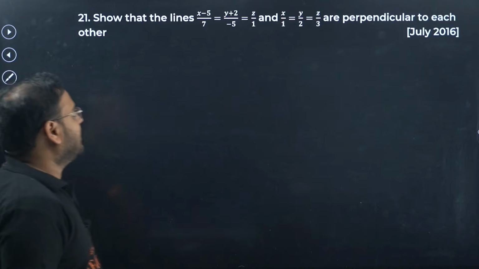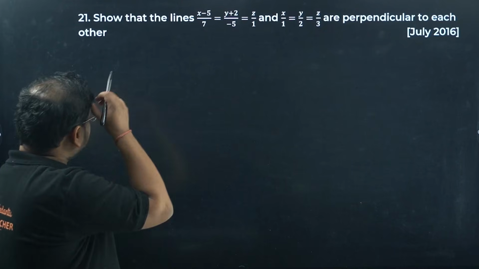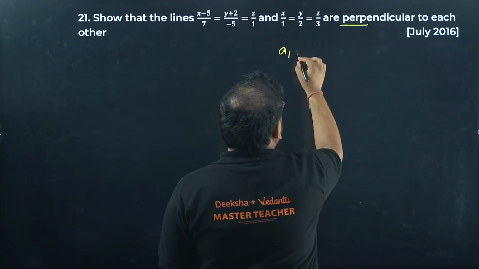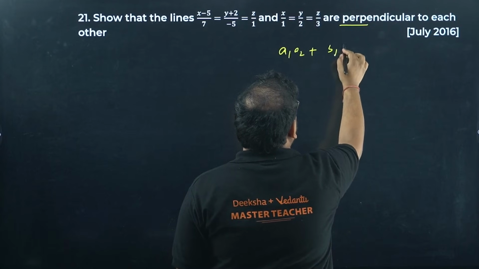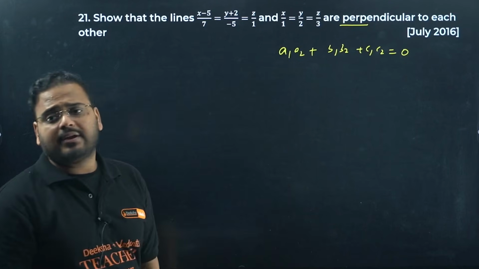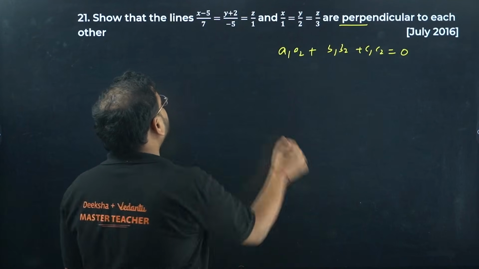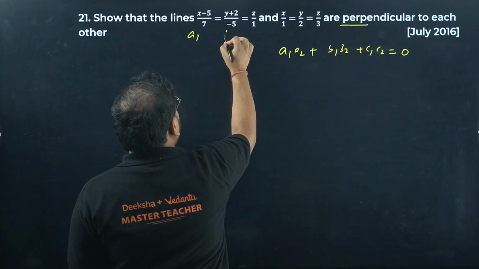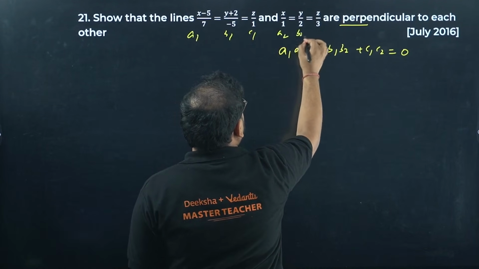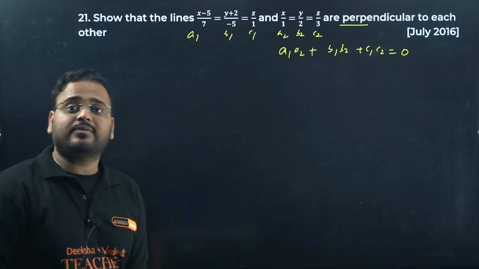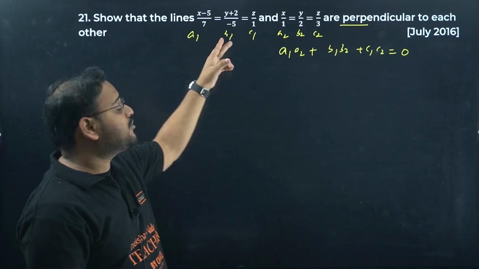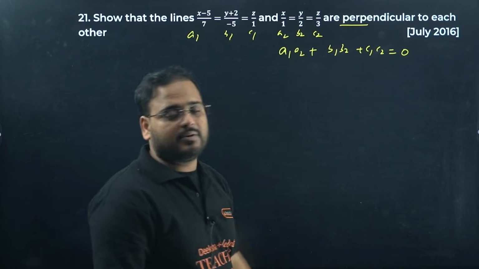Next, the last question for this particular session. The lines given like this are perpendicular to each other. For perpendicular lines, what happens? This is the property: A1 A2 plus B1 B2 plus C1 C2 should be 0. This is your A1, B1, C1, and this will be your A2, B2 and C2, provided that the x, y, z coefficient is 1. If it is not 1, then we have to make the change. So please check that x, y, z coefficient is always 1, and only then can you say that it is A1, B1 and C1 like this.